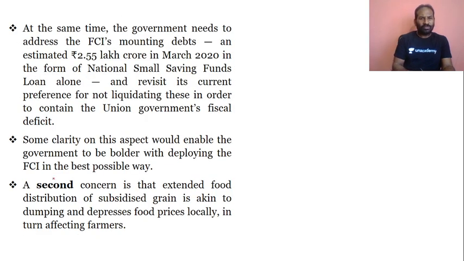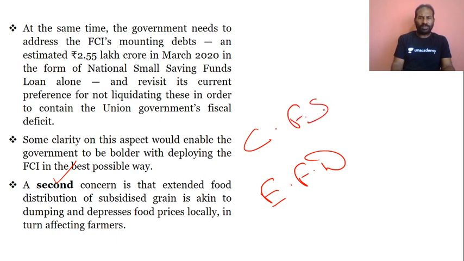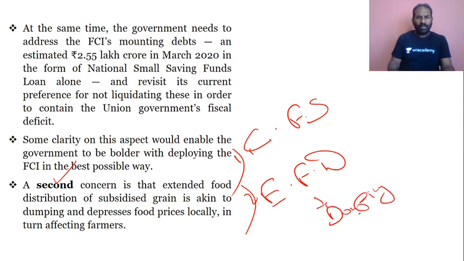And at the same time you have the second concern, that is extended food distribution. It is extended food distribution, and the first one was the cost of the food subsidy. The cost of the food subsidy was the first concern, and the second concern is in regards to the EFD, that is extended food distribution of subsidized grains. It is nothing but equivalent to dumping. It is dumping and depresses food grain prices locally, in turn affecting the farmers.